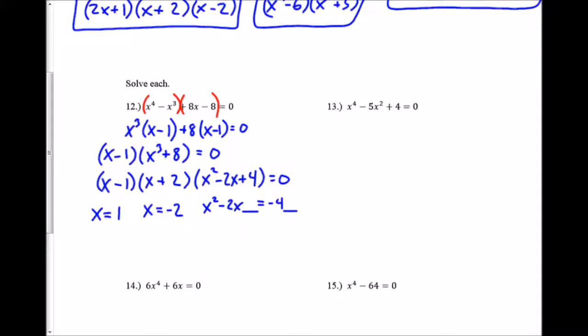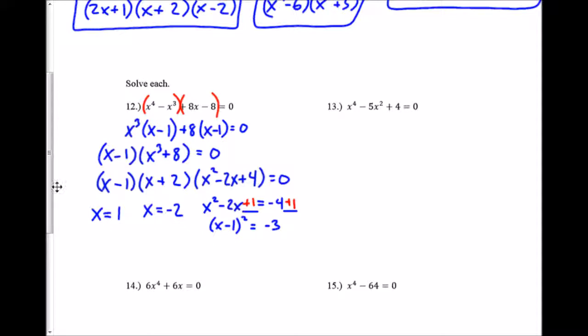And now I'm going to fill in this blank. Remember, I take this middle term, b divided by 2, and square it. So negative 2 divided by 2 is a negative 1. Negative 1 squared is a positive 1. So I add 1 to each side. And now x squared minus 2x plus 1 factors into an x minus 1 squared, equal to a negative 3.